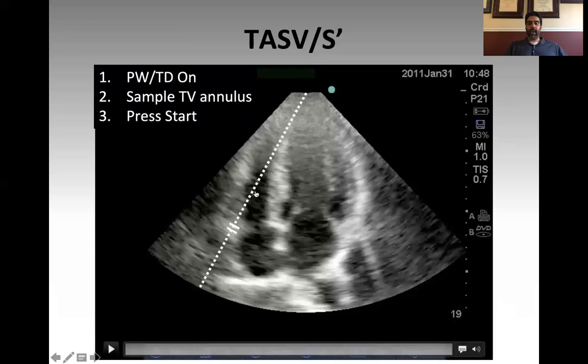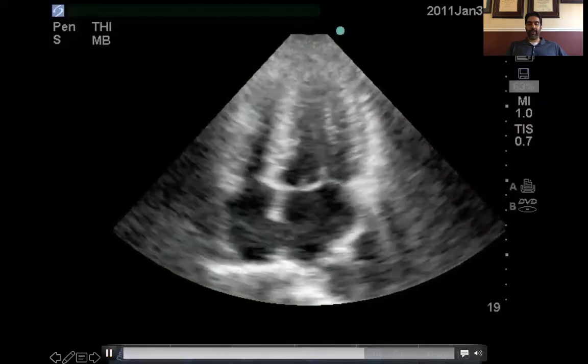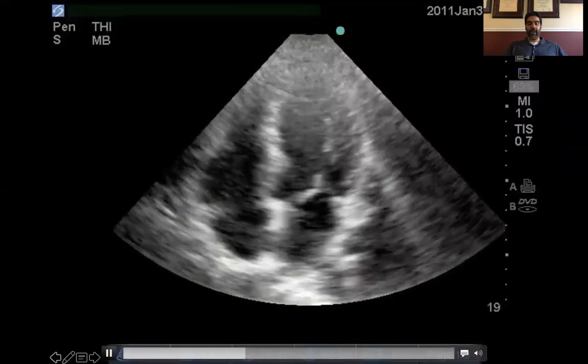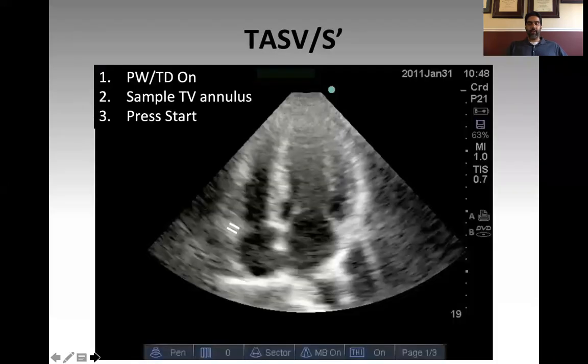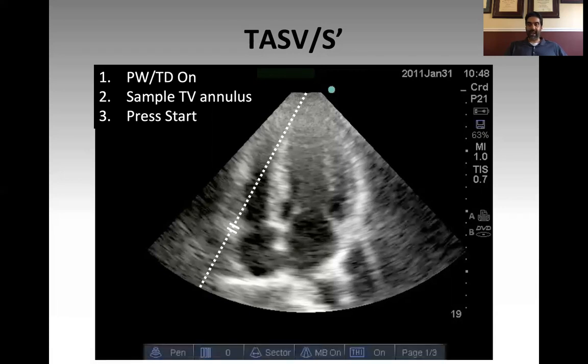pulse wave Doppler. And again, you want to make sure that you're in as on axis of an apical 4-chamber view as possible, so that when that mitral or that tricuspid annulus is moving up and down, it's moving as parallel to the velocity line as possible. So again, because this is a Doppler modality, theta angle is very important. So you want that tricuspid annular movement to be as parallel with that Doppler line as possible. This is even more important with S prime or TASV than it is with TAPSE.